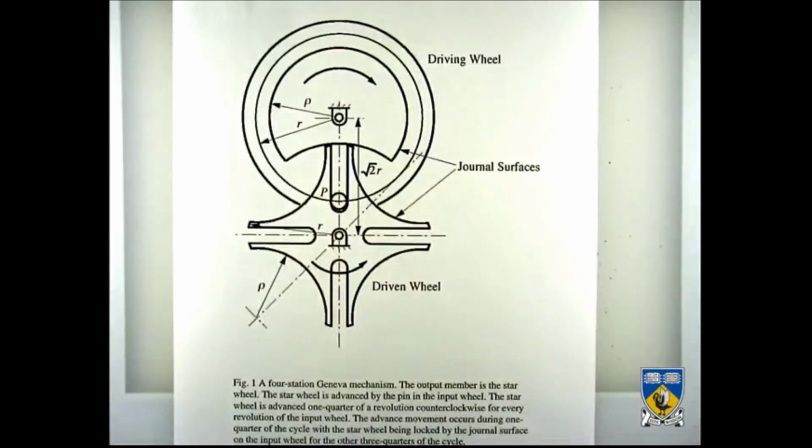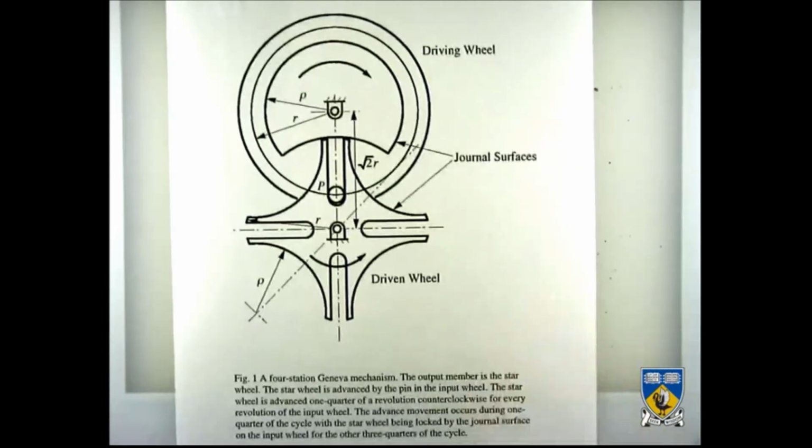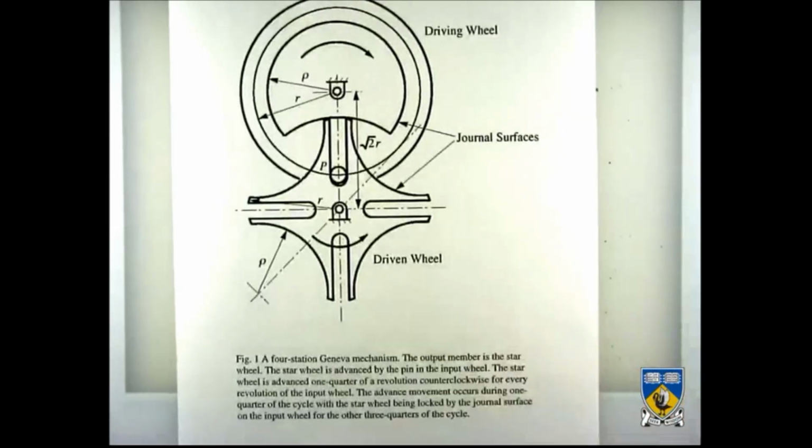That's why a Geneva mechanism is an example of a so-called indexing mechanism. In an indexing mechanism, the continuous input is converted to intermittent output motion, right? We can see that for a 4-station Geneva wheel, for each full rotation of the input, the output moves by a quarter of a revolution, right?